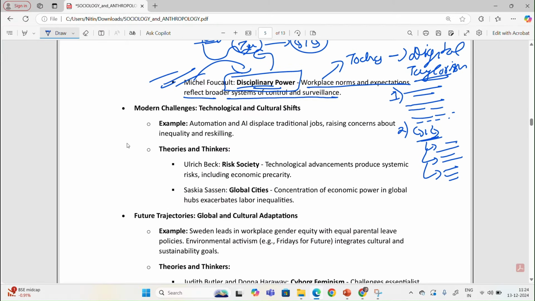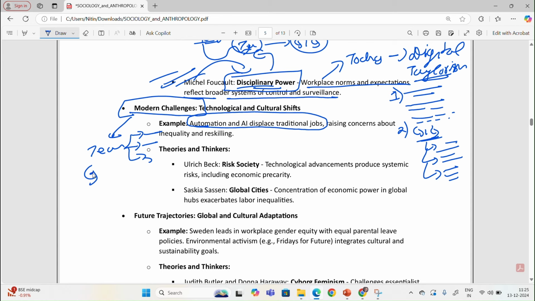Then you have modern challenges. This is important because in modern challenges we will talk about how technology affects employment, cultures, societies. For example, automation and AI replacing traditional jobs. So especially with the advent of GPTs and large language models. So this is a very common topic and a passage can come on this.